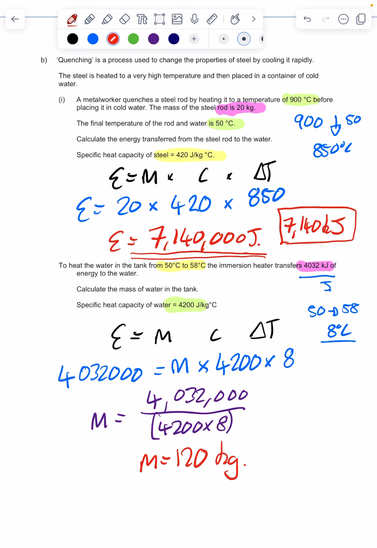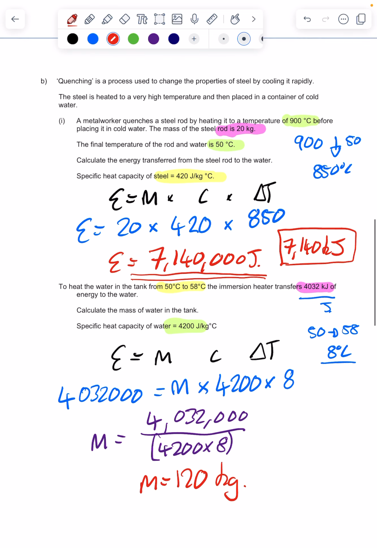I hope this has helped you understand and answer heat capacity questions in your mission to master this. We've got 5 examples here. There are plenty more. If you'd like me to go through some more examples, please let me know.